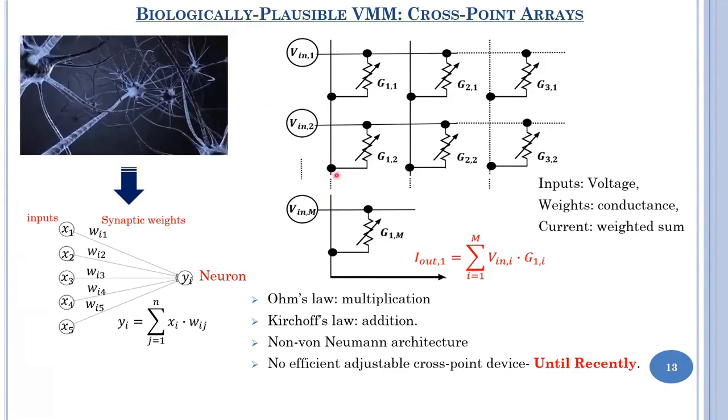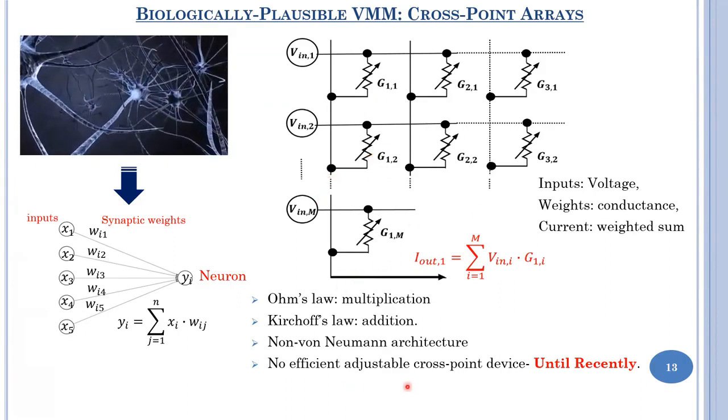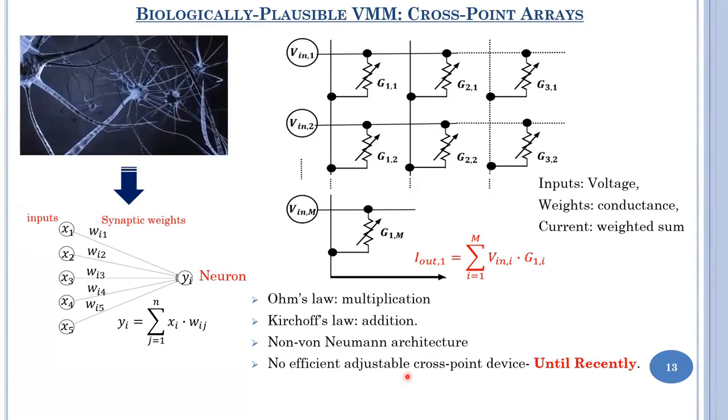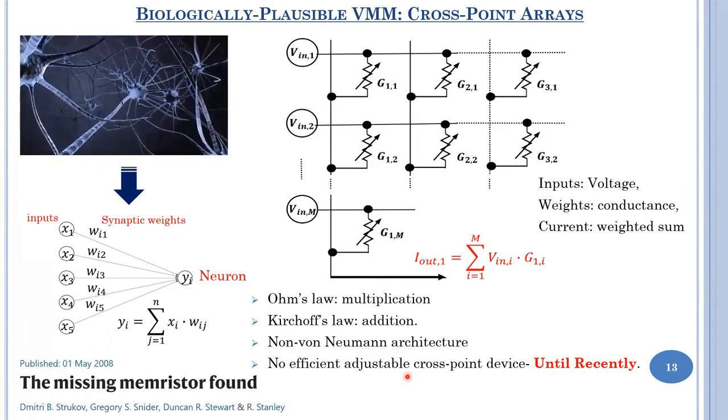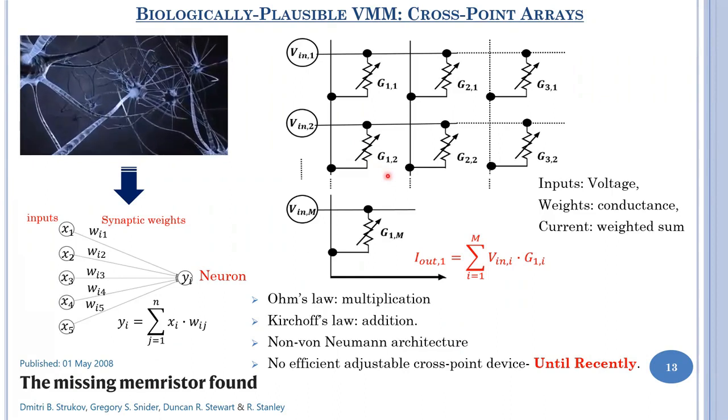So why was this cross-point array not very popular? Just because there were no efficient adjustable cross-point devices which can show you a memory of 10 years, which can be tuned to any particular state. Being a two-terminal device, tuning it to any intermediate state is really difficult, but there should be that capability. And third, it should be adjustable. So there were no such efficient cross-point devices before, but with the advent of the memristor in 2008, which my postdoc advisor came up with while he was a postdoc at HP Labs, we were able to find these cross-point devices which had adjustable conductances and which would also store those conductances for, let's say, 10 years.